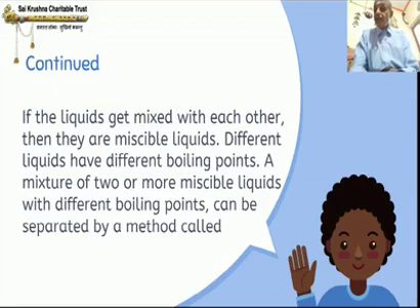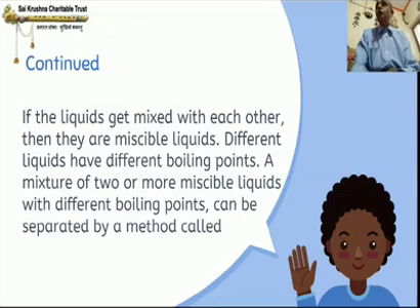If the liquids get mixed with each other, then they are miscible liquids. See, for example, glucose D, normally it is prescribed by doctors and it is a general tonic, right?